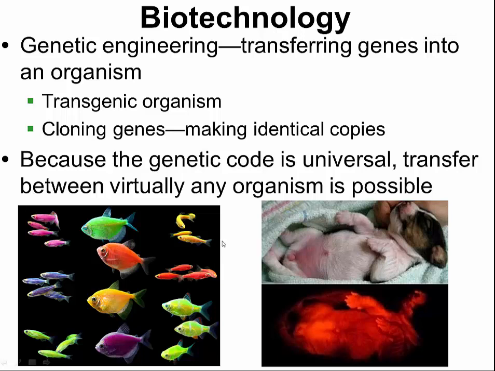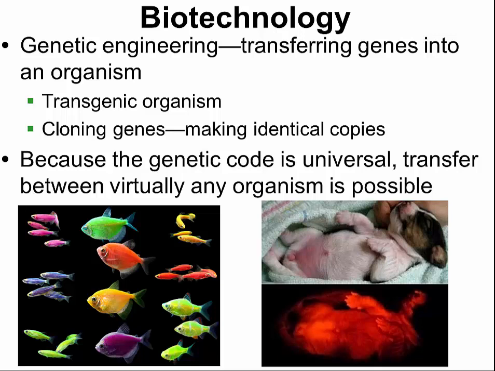The fish that are glowing other colors have other genes in them that make them glow in different colors. For example, we look over here to the right. This is a beagle puppy that glows red. This particular puppy emits red fluorescence because it has a gene in it that comes from coral that makes the coral glow. So transgenic organisms are one good example of genetic engineering.